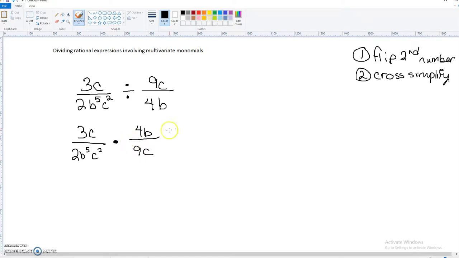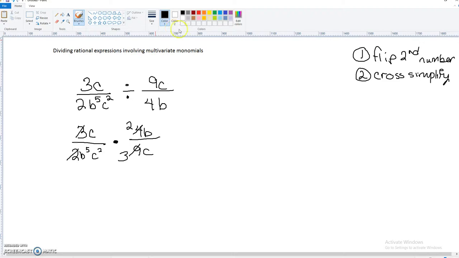Now, I'm going to show you this two different ways. You can use either way, but obviously the bigger the exponents, the harder it will be to simplify it. However, it can be done. So one way that we could do it is we can cross simplify all the numbers. I say that 4 can divide into 2 two times. And 3 can divide into 9 three times.